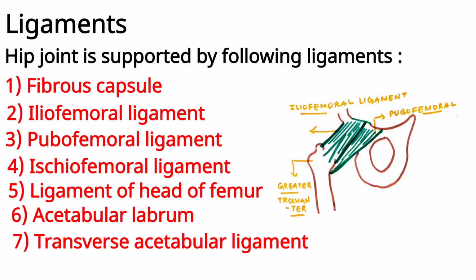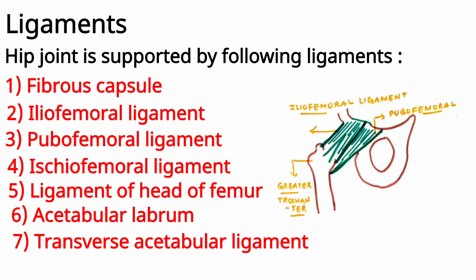Ligaments of the hip joint are primarily responsible for the strength and the stability of the hip joint, and they provide the wide range of movement which the hip joint provides. These ligaments are as follows. We have in total 7 ligaments which are supporting the hip joint and offering the wide range of movements. The first one is the fibrous capsule. Then there is one ligament connecting the femur bone to each part of the hip bone.